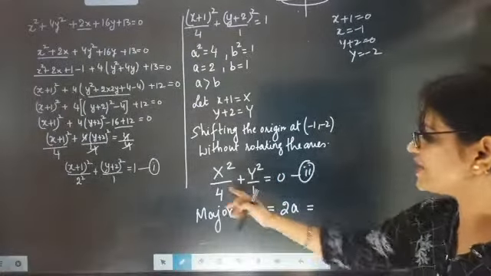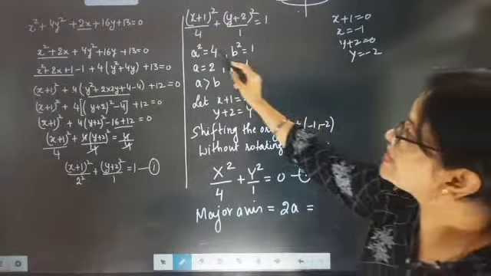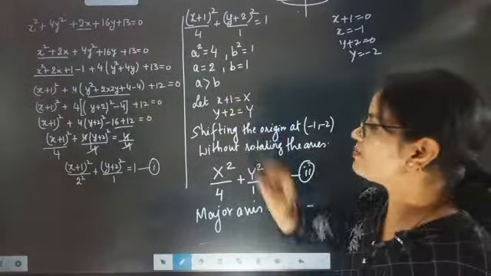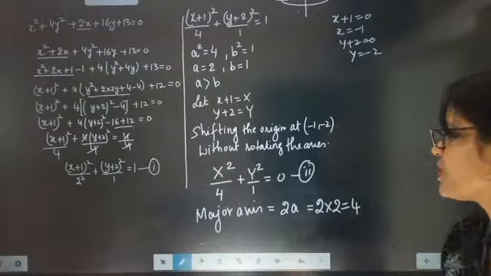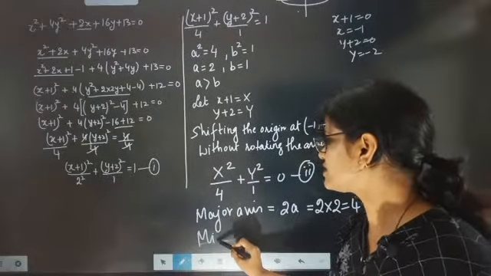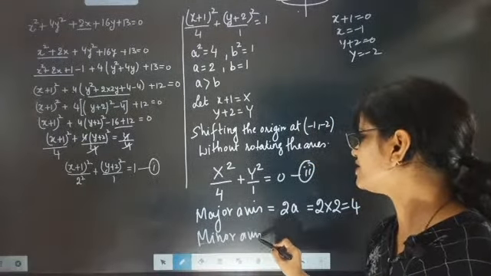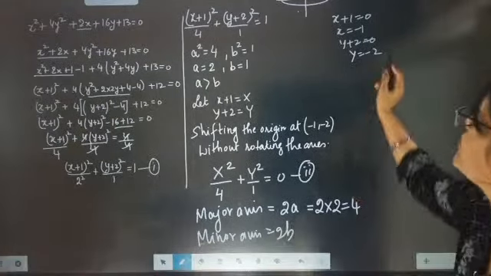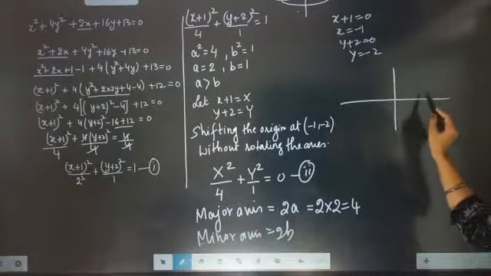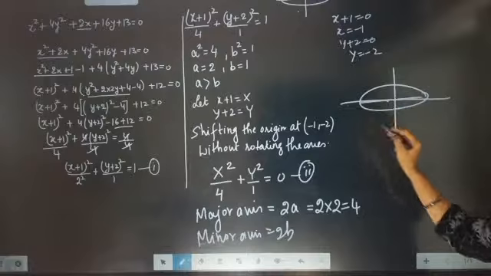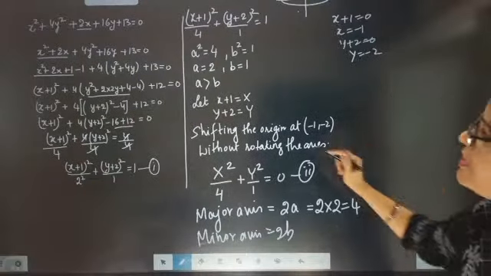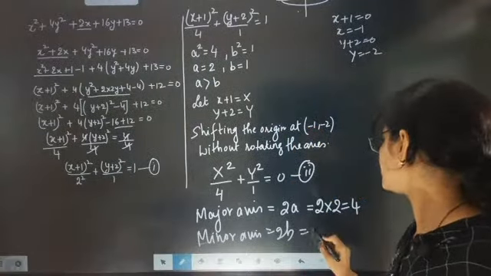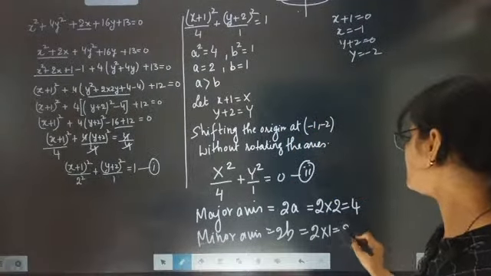Now beta, what is a? A square is coming as 4, a is coming as 2. So 2 into 2, it is going to come as 4. Now what will be the minor axis? The minor axis is exactly going to be 2b. The major axis is 2a, the minor axis is 2b. So what is the b value? B value is coming as 1. So it is going to be 2 into 1 equal to 2.